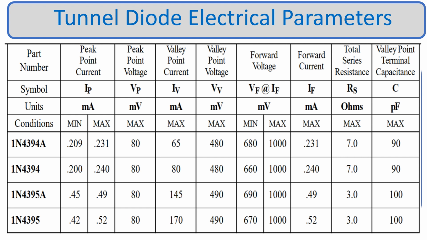The table shows a typical data sheet of a tunnel diode. It specifies the forward biased operating peak and valley, voltage and current parameters. It indicates the device forward voltage drop at rated current and also indicates series resistance and capacitance parameters.